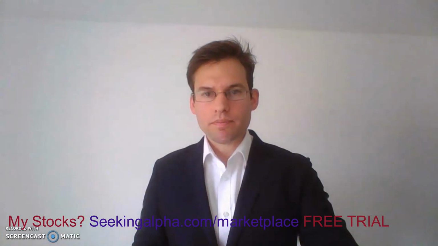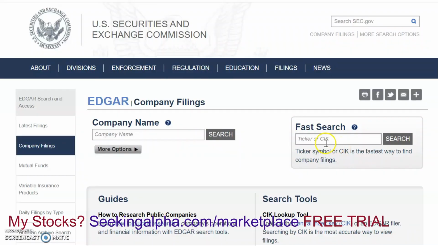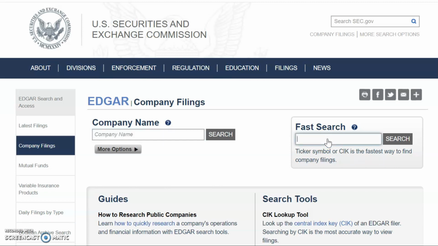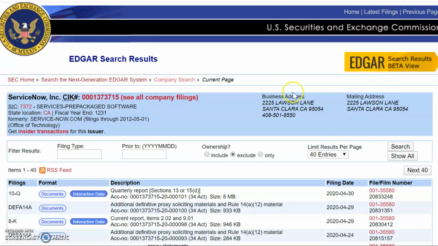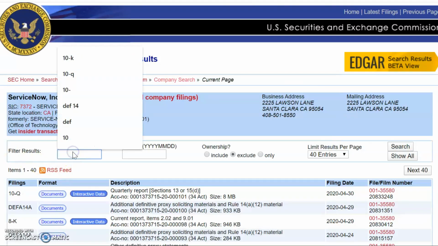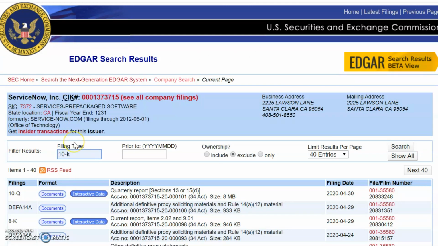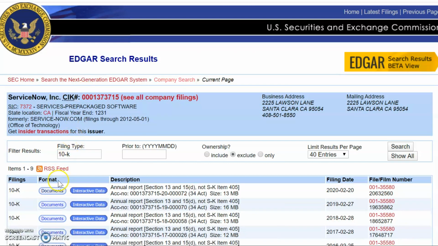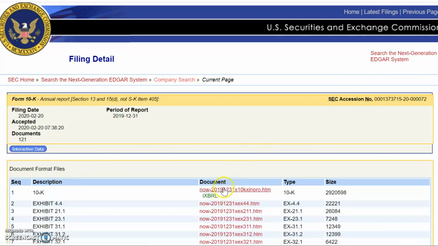So let's get started. We come onto my favorite website, which is the SEC filings, sec.gov, and you type in here the name of a company that you want to look at. I'm going to look at Now because it's a company that I'm quite familiar with. I don't have any position in Now, but it's a company that I follow regularly, so I'm quite familiar with what I'm looking for. I'm looking at the 10-K.